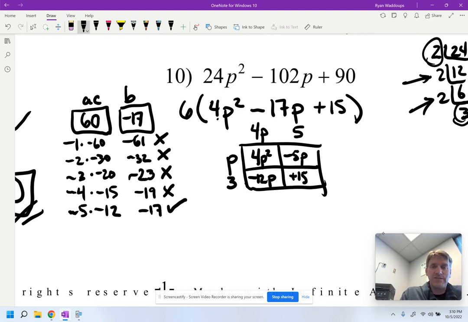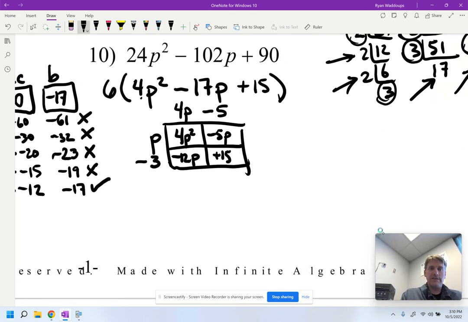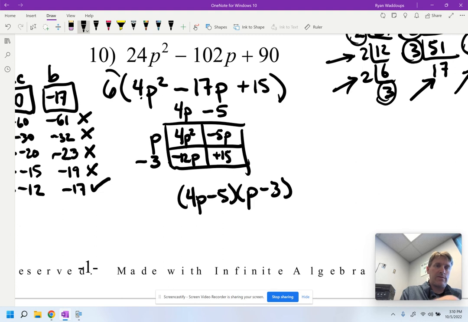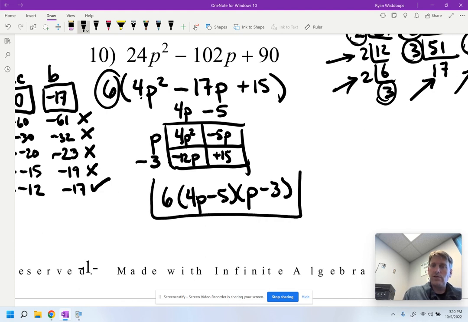And now I have to adjust for the signs. I'm going to put a negative on the 5 and a negative on the 3 because a negative times a negative is positive 15. And so my final factors in this case are 4p minus 5 times p minus 3. And then I need to remember the 6 that I brought out at the beginning. So that 6 is out in front. It's one of the 3 factors. And those are our factors.